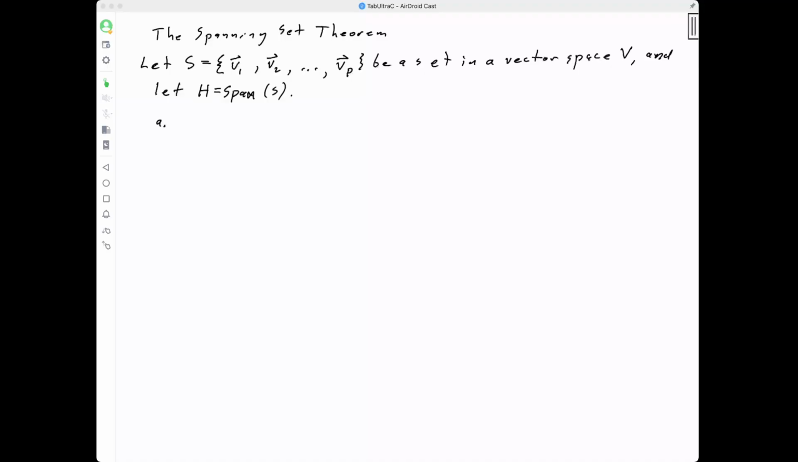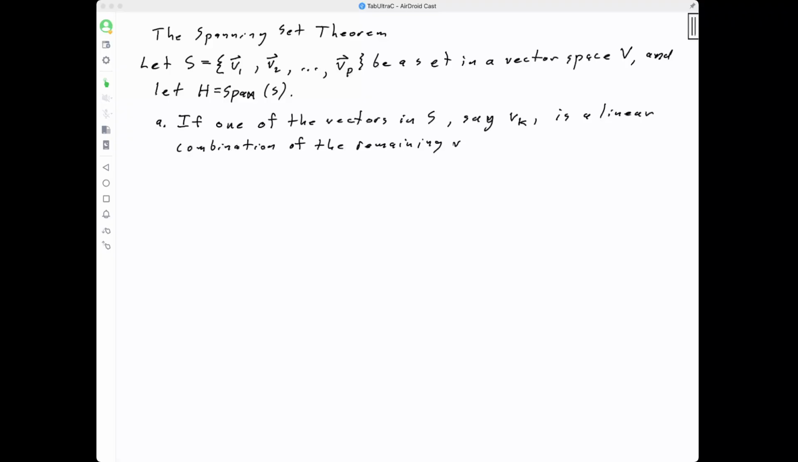Two things happen. First, if one of the vectors in S, let's say Vk, is a linear combination of the remaining vectors in S, then the set formed from S by removing Vk still spans H.